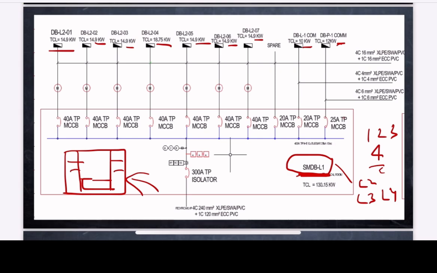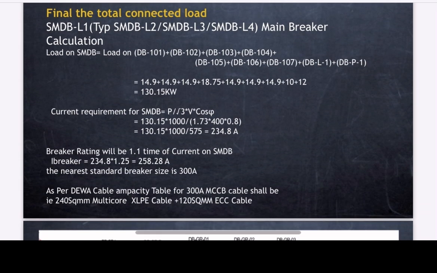Now, if we add all the load connected to SMDB L1, we get the total connected load. So we will do the same. The total connected load will be the load on DB1, DB2, DB3, DB4, DB5, DB6 and DB7, which are the flat DBs, and the common light DB and common power DB. If we calculate all the load, we find it is 130.5 kilowatt.